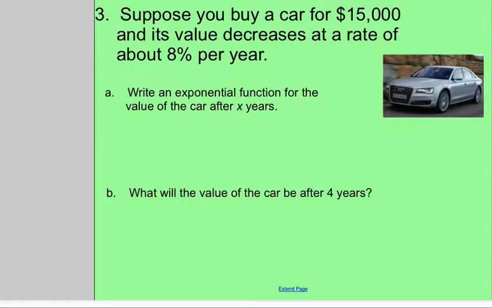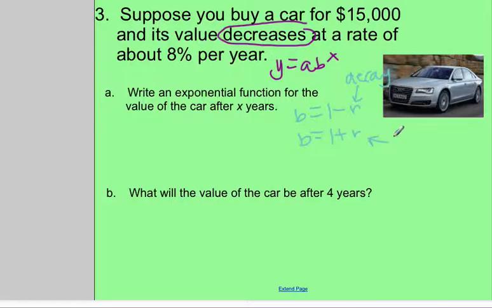On to the back side of your note sheet. Okay, suppose you buy a car for $15,000 and its value decreases at a rate of about 8% per year. Remember our standard equation is y equals a b to the x. To figure out b, if it's a growth, we take the rate plus 1. If it's decay, we take, sorry, I keep writing that. I want to keep it consistent. My b will be 1 minus the rate if it's decay, and 1 plus the rate if it is a growth. So this is decay. This one is growth. It says it decreases, so which one do we need to use? Well, we need to use the decay function for my b value.